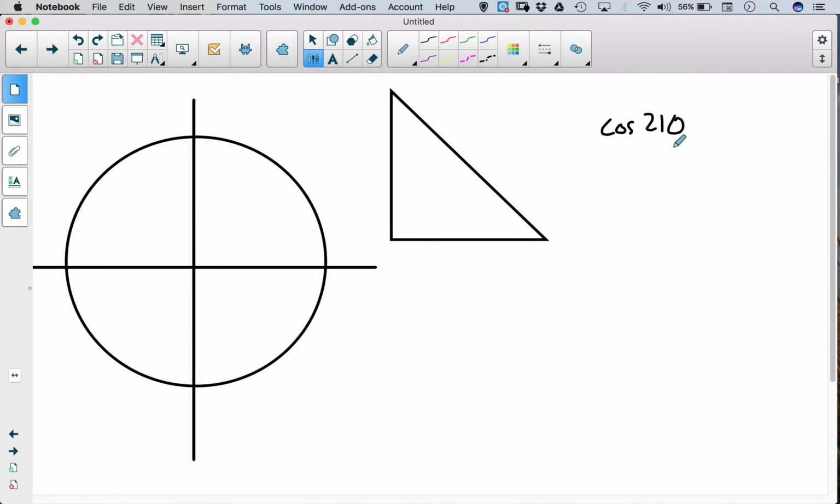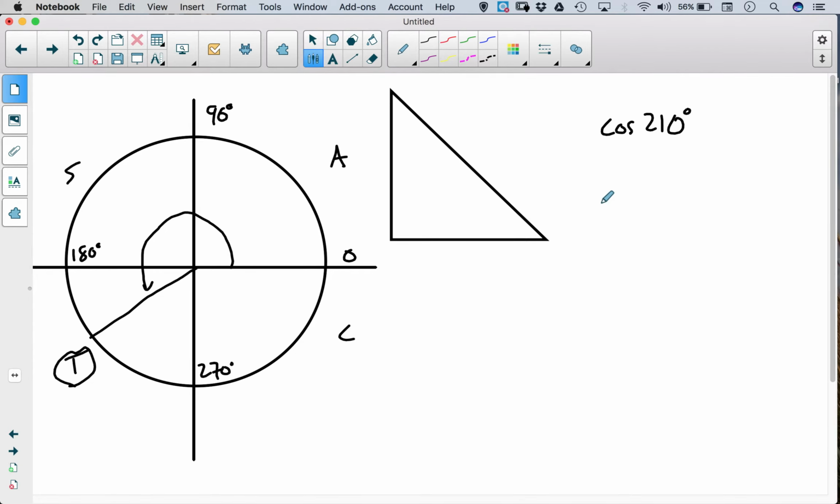Let's say now we're dealing with cos of 210 degrees. Now, remember, we're talking about CAST, so we want to figure out where that 210 degrees is. If 0, 90, 180, and 270 are my labels, well, I know that my angle starts here and goes all the way through 90 degrees, through 180 degrees, and into some measure of 210 through here. So I know that cos in the third quadrant is going to be negative. So cos of 210 degrees is equal to some negative value.